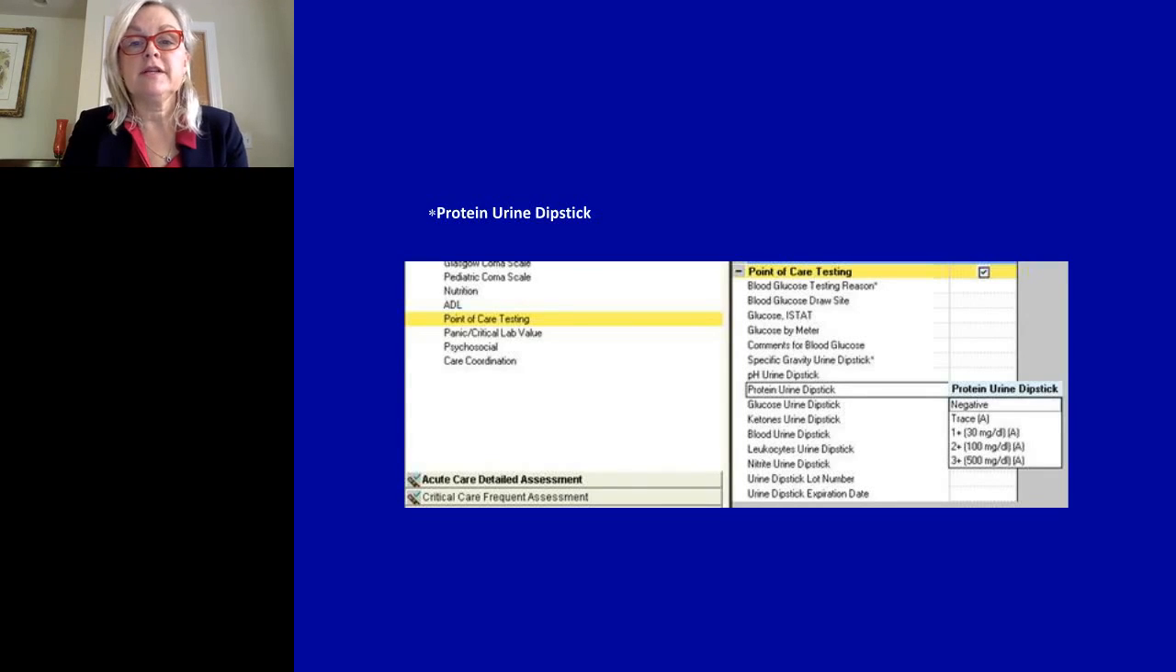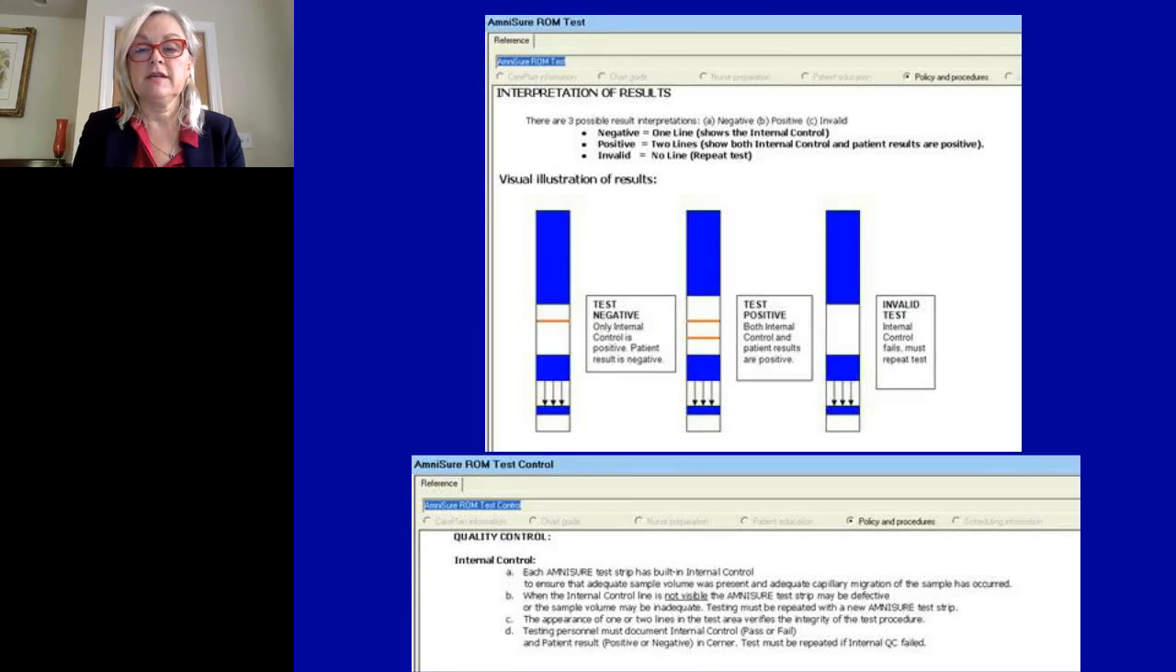And here's another example where you're looking at doing a protein urine dipstick. You click on point of care testing and you click over on the right and it gives you a drop down menu and you can see that they can choose what they've seen on the dipstick and click negative or positive or whatever the result is.